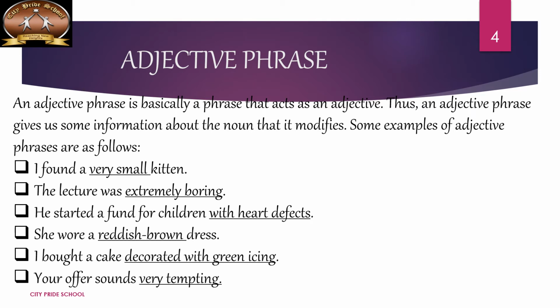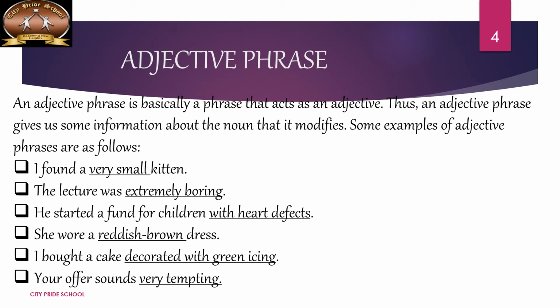He started a fund for the children with heart defects. What defects? Heart defects. So you are talking about children with heart defects. So with heart defects becomes the phrase. She wore a reddish brown dress. Reddish brown is describing the dress. It becomes an adjective phrase.